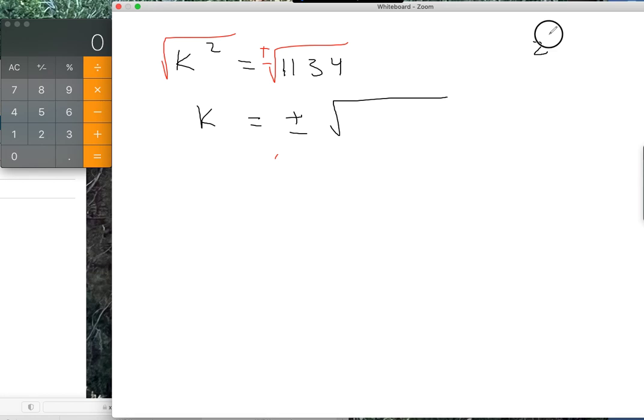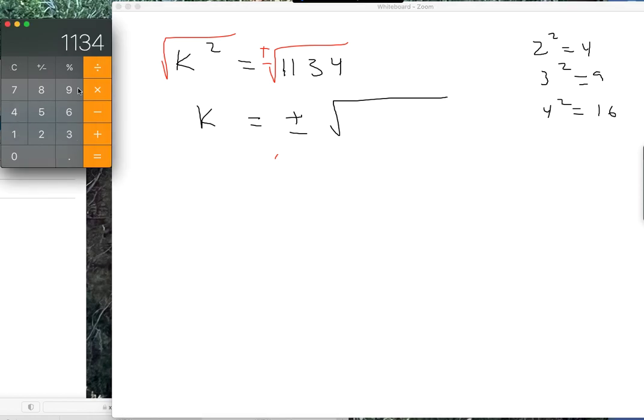A reminder from chapter 4: 2 squared made 4, 3 squared made 9, 4 squared makes 16, etc. So those are the numbers, 25, 36. Those are the numbers I'm going to try and see if I can break this down with. So if I go 1134 divided by 4, let's see where that gets me. It gets me a decimal, so that did not work out. So we'll clear that one.